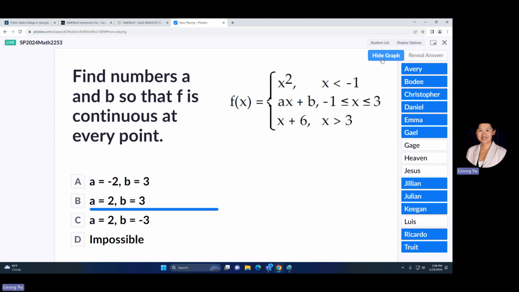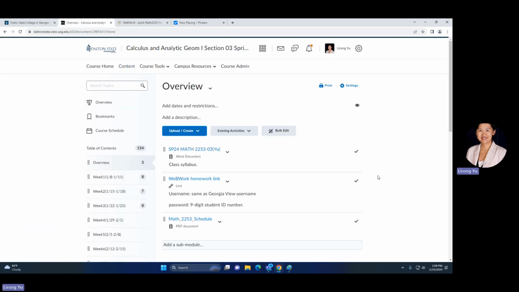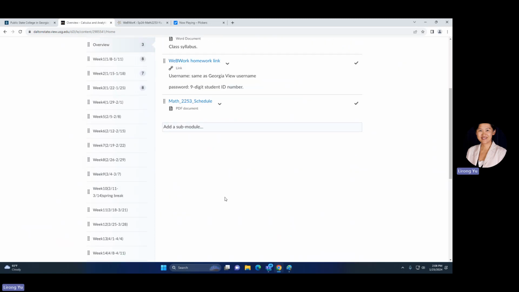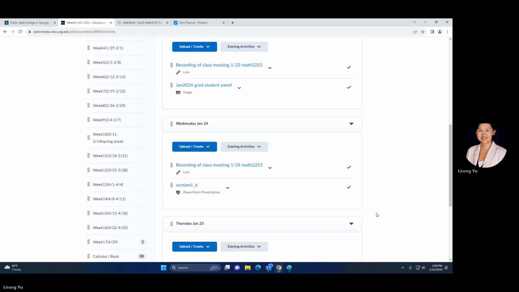Any question from the homework? Any homework question? Any question? Oh, no. So today, let's try to finish 1.6 and possibly start 1.7.